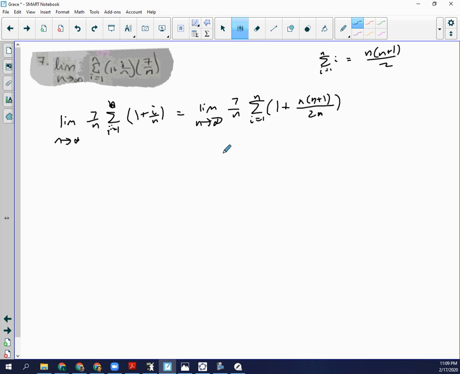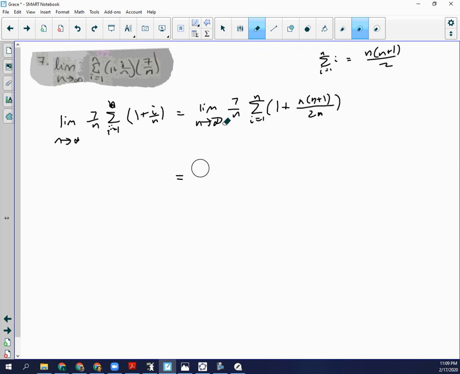And so the limit as n approaches infinity. Now, the limit, the sum from i equals 1 to n of 1, well, that's going to be n. You're adding 1 n times.